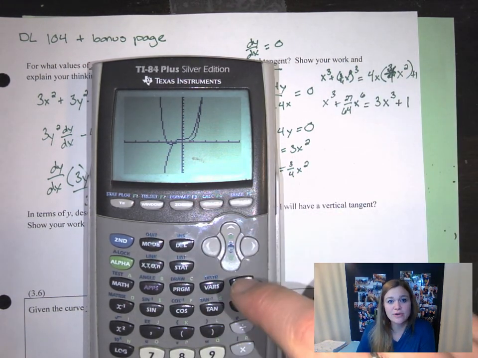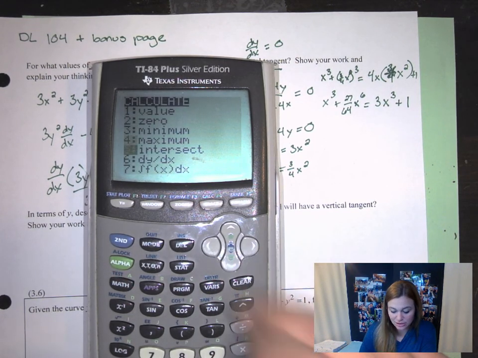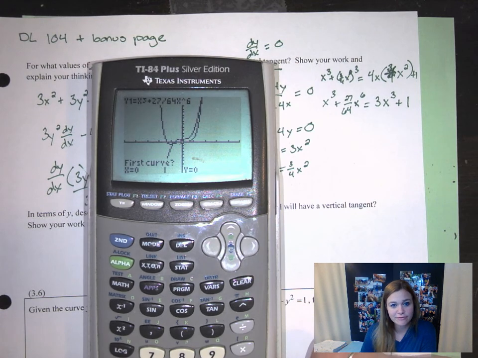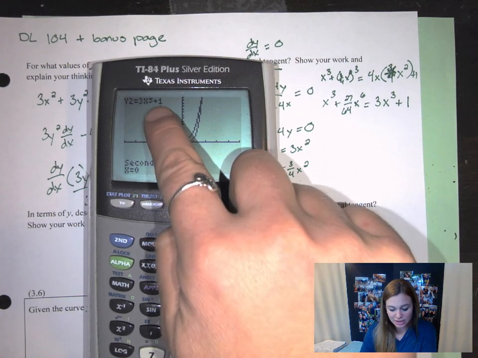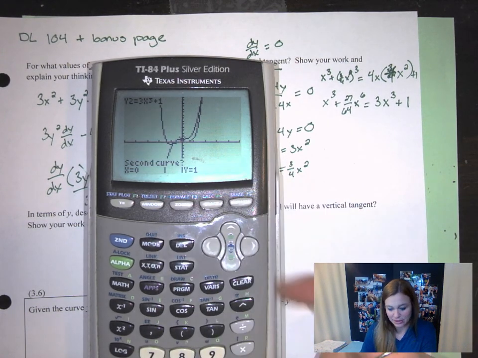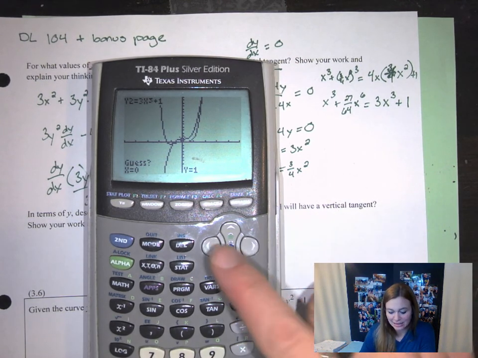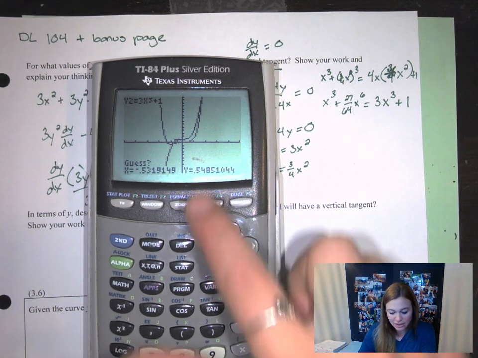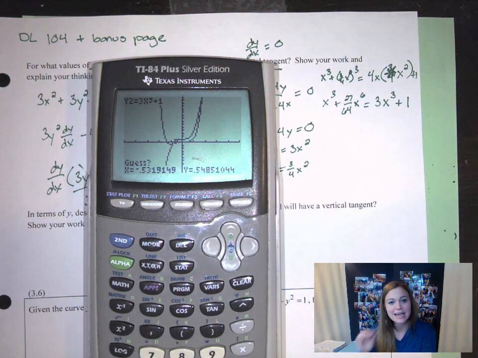So what I'm going to do is find the intersection. So to do that, I find second calc. I go down to intersect, which is number 5. It's going to say first curve, and I can see at the top which curve it's on. So it's on my y1. I'm going to push enter. It goes to my second curve, and I can see it at the top. It's y2. I push enter again. So this guess, I don't actually have to guess, but when I move my cursor left or right, you see how my cursor is pretty close to this intersection point down here? The guess just gets you close to one of the intersection points. So use your cursor left and right to go closer to one intersection point or the other.